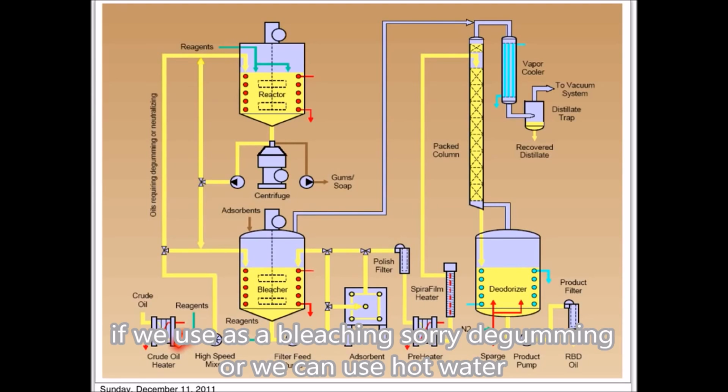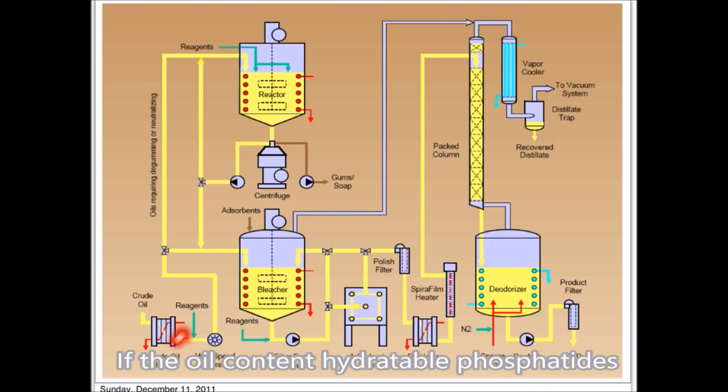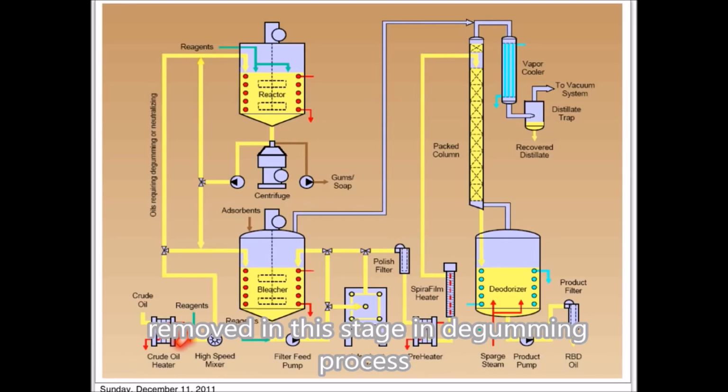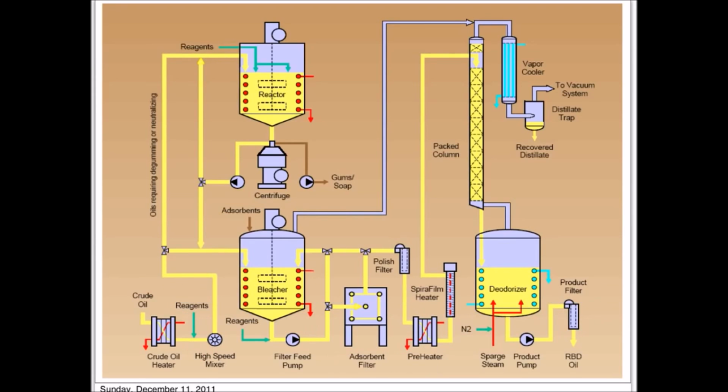If we use acid degumming, or we can also use hot water if the oil contains hydratable phosphatides. So the gums or the phosphatides will be removed at this stage in the degumming process. Usually a high-speed mixer is required here to mix the oil and the reagents intimately and uniformly. Then the oil will go through the next step.